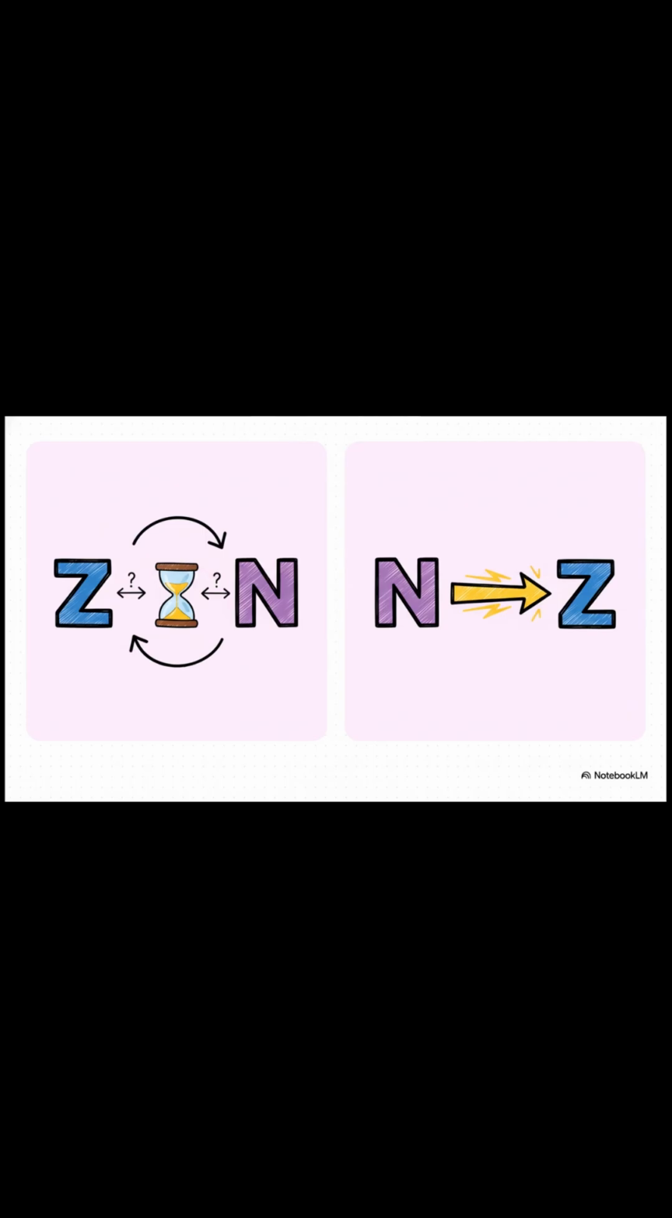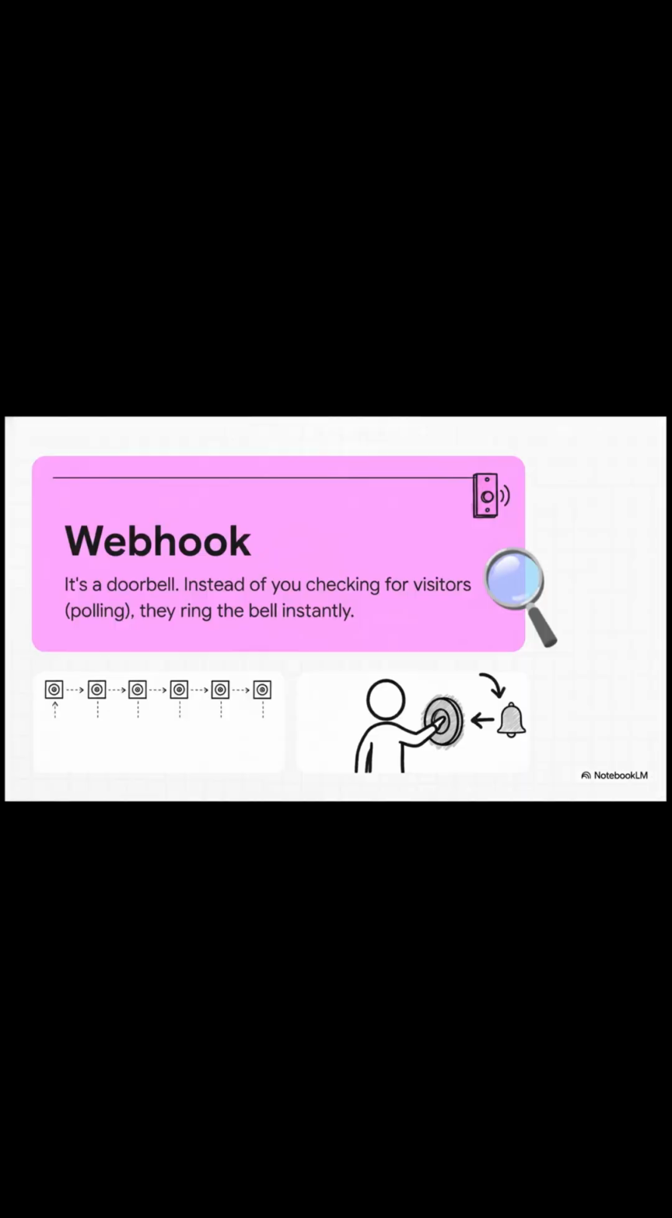The new way on the right is webhooks. Notion doesn't wait to be asked. The second something happens, it yells over to Zapier, hey, something just happened over here. And this whole concept is called a webhook. And I absolutely love this doorbell analogy. Polling is you nervously checking the peephole over and over again. A webhook is just the doorbell rings the moment someone arrives. It's proactive, it's efficient, and it is instant.